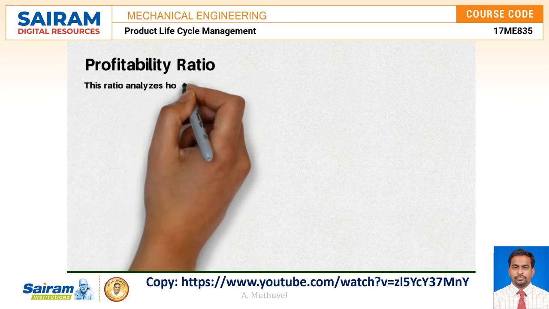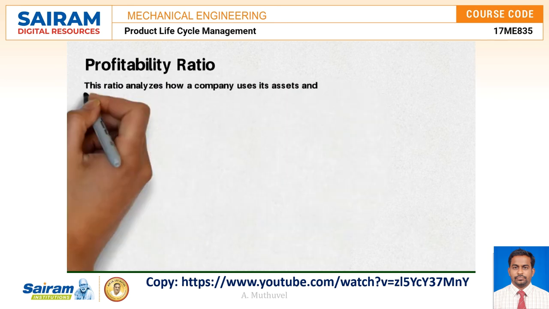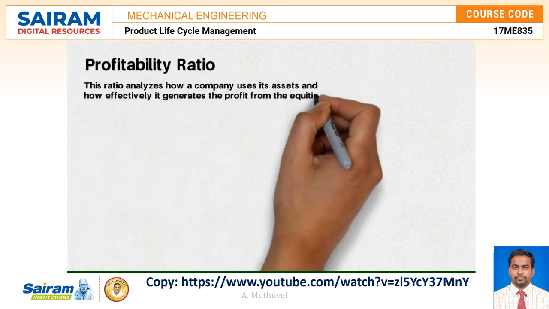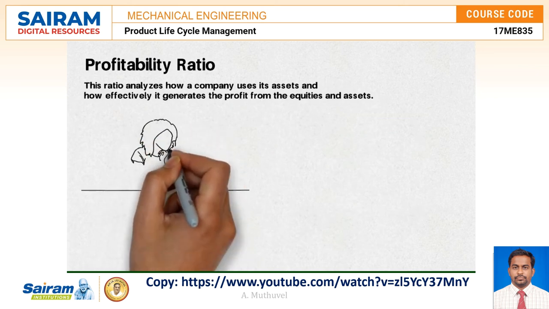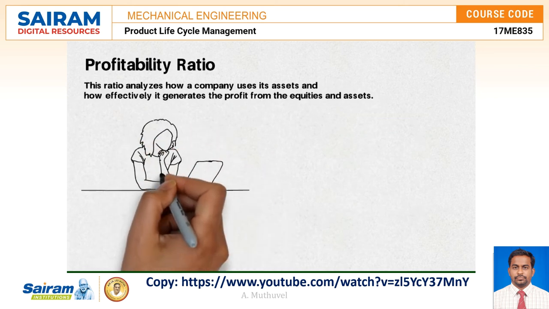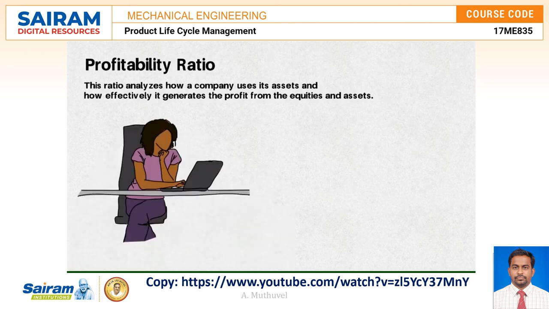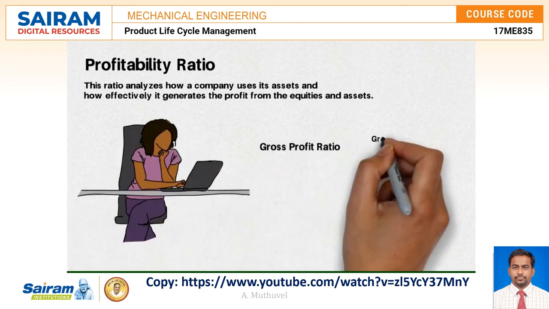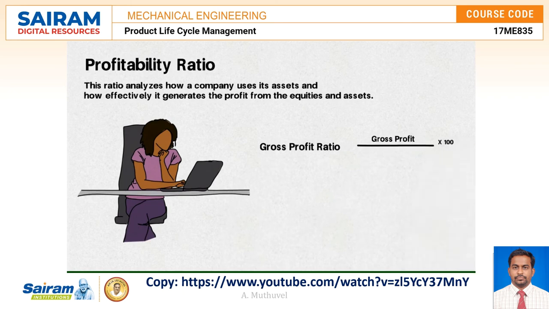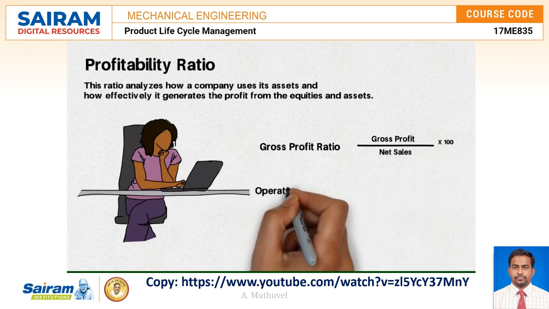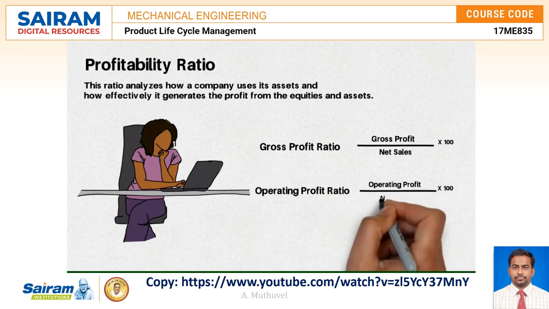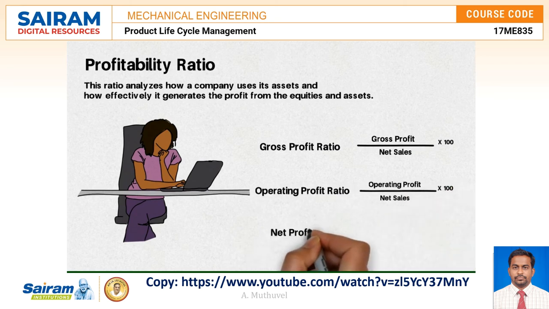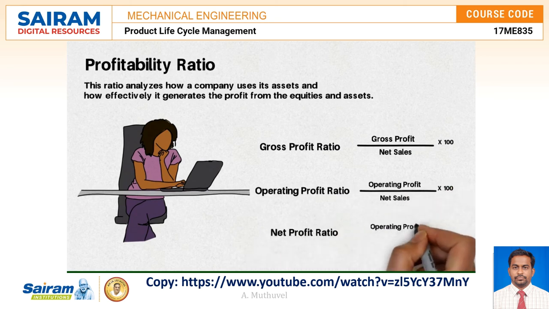Profitability ratio. Another ratio is the profitability ratio that analyzes how a company uses its assets and how effectively it generates profit from the equities and assets. Let's take a look at some examples of profit ratio and their formulas. Gross profit ratio, gross profit upon net sales multiply by 100. Operating profit ratio, operating profit upon net sales multiply by 100. Net profit ratio, operating profit upon net sales multiply by 100.